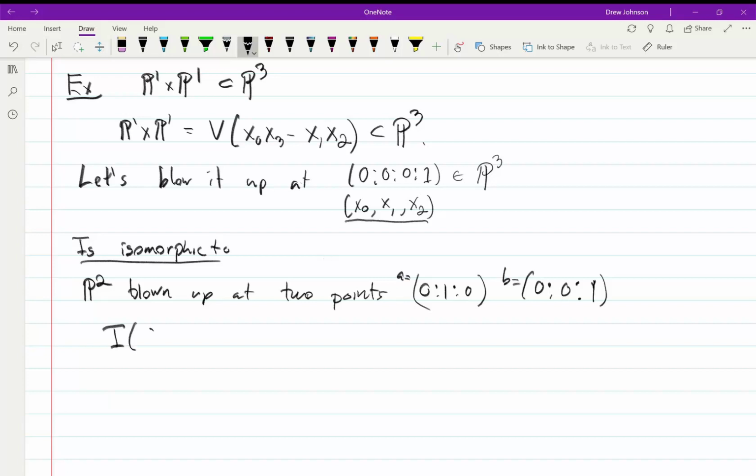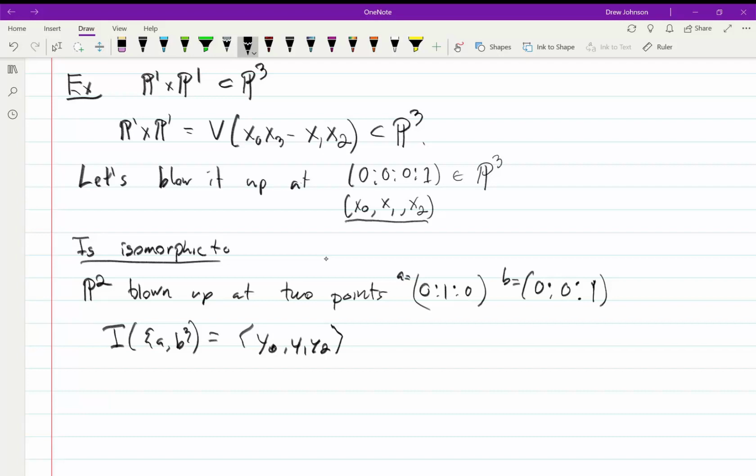All right, now the ideal of these 2 points, let's call these points A and B, is generated by, well, y0, the first coordinate has to be 0, and then y1 times y2, meaning the product of the second 2 is 0, right? That determines A and B. Okay, now there's a problem here.